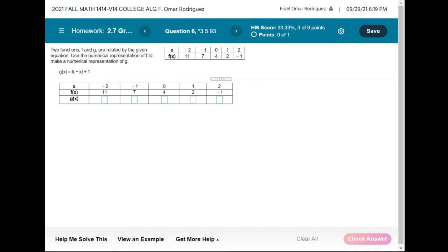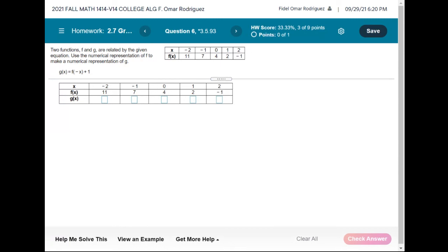Now, the next thing we're going to do is we have this plus 1 on the outside. So that plus 1 on the outside means I'm changing my y values by adding 1 to them. So 11 plus 1 is going to give me 12. 7 plus 1 is going to give me 8. 4 plus 1 will give me 5. 2 plus 1 will leave me 3. Negative 1 plus 1 will leave me 0. Okay? So I made my table.